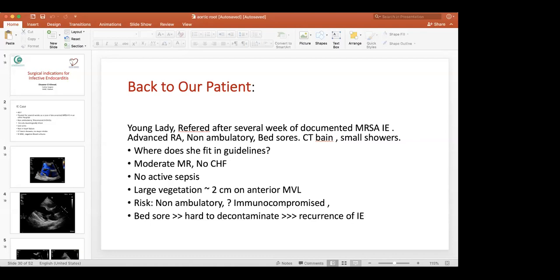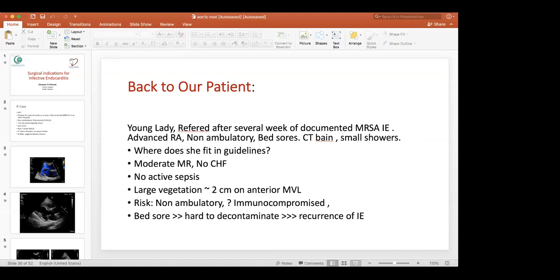which, having a vegetation of 2 centimeters on the anterior mitral leaflet in the setting of previous showering, but asymptomatic showering, makes her likely to go for surgery. But then you have to balance the risk with the benefit.